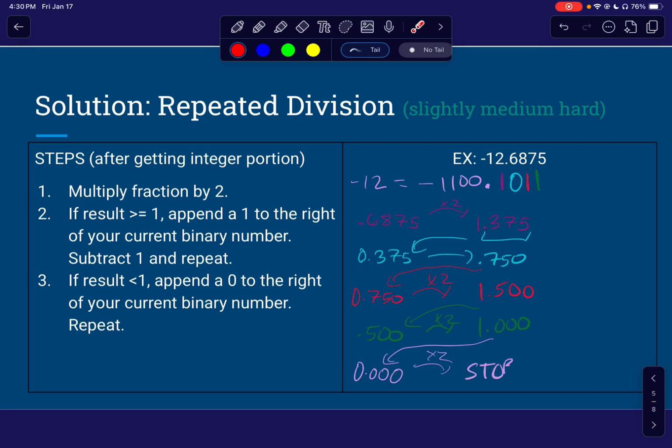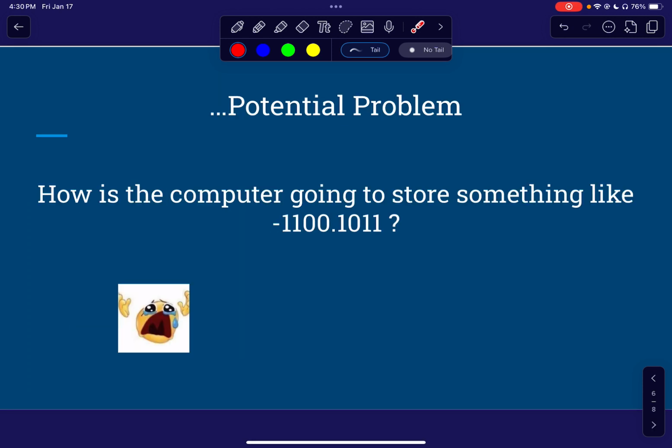But this kind of brings us to the next problem, which is, how is the computer going to store something like that? What if these were really long? We only have 32 bits we can use to store it. And does the computer know what that is? How are we going to tell the computer where to put that? What if the binary point was here, for example? What about the negative? How are we going to tell it that? If we're using all of the digits that we have to represent the number itself, we're not going to be able to put in key information like that.